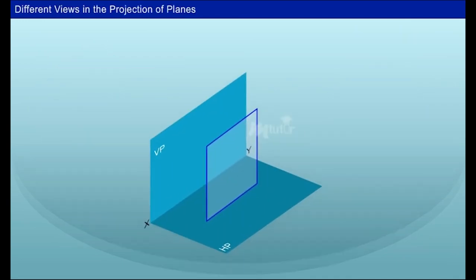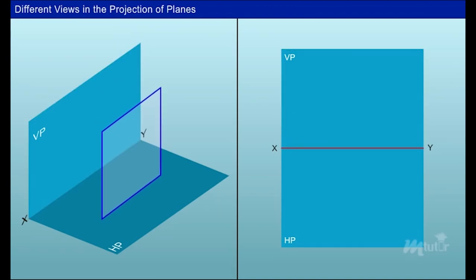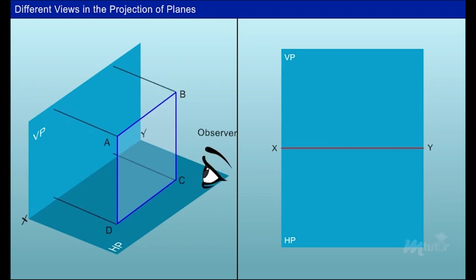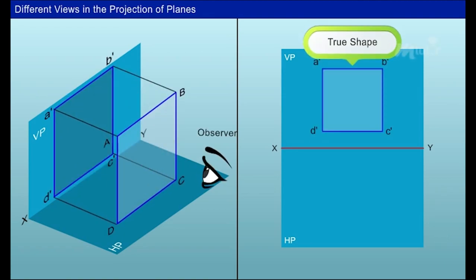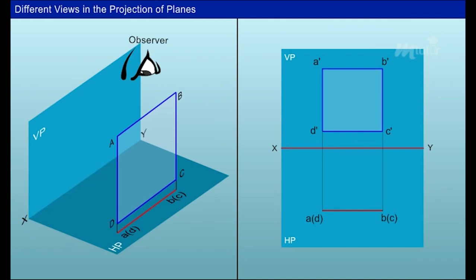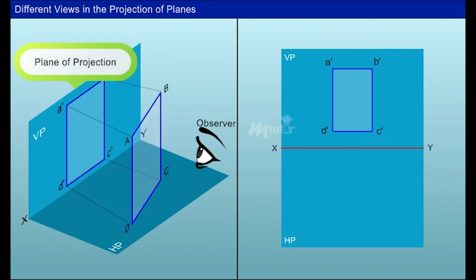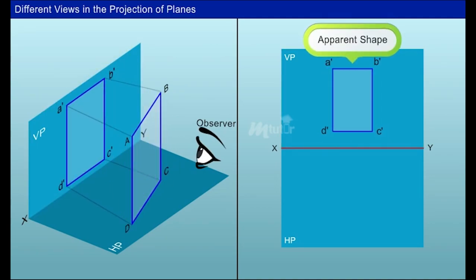Now, consider a square lamina in the principal plane. When a lamina is parallel to the plane of projection, it will be perpendicular to the other plane. Thus, the view of the plane surface projected on the plane of projection gives the true shape of the lamina. The view of the plane surface perpendicular to the plane of projection will be a line, and is called a line view. The view of the plane when it is inclined to the plane of projection is known as the apparent shape of the plane.